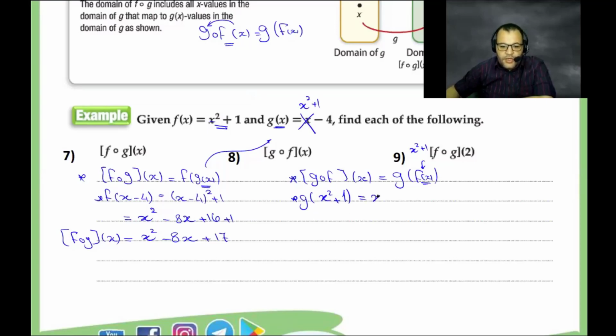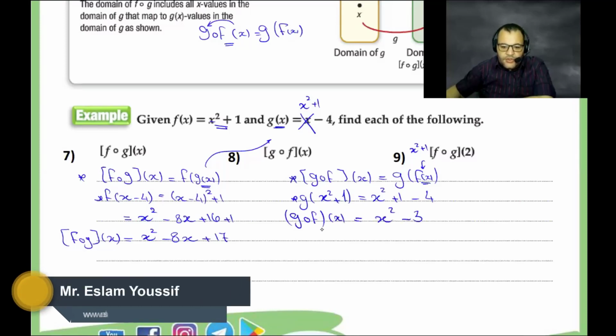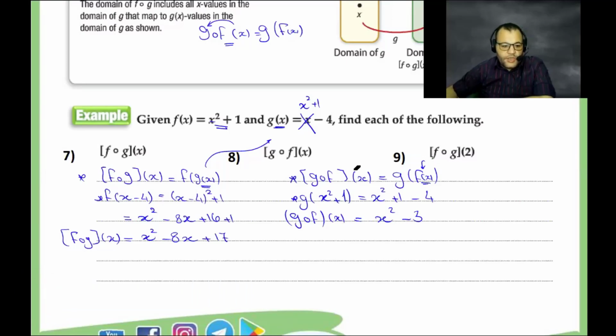So it will be x power 2 plus 1 minus 4. The simplest form now will be g of x equals x power 2 minus 3. The last part that we have, we need to find f composite g of 2. Where is f composite g?